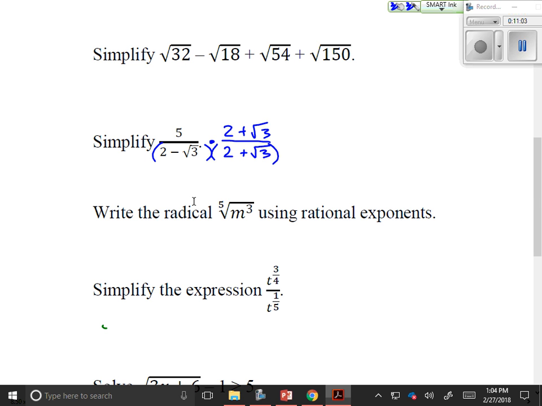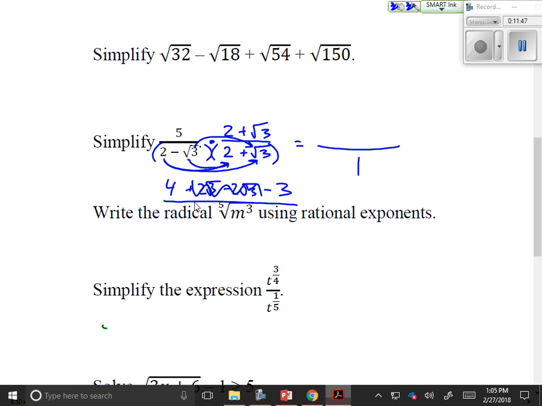When you FOIL this out, 2 times 2 is 4, and then you get a positive 2 root 3, and then here you get a negative 2 root 3, which will cancel out the root 3's in the middle. But then also, when you multiply negative root 3 times positive root 3, that just becomes plain old minus 3. So that's the denominator. This is all I'm working with here, is the denominator. 4 minus 3 is 1.